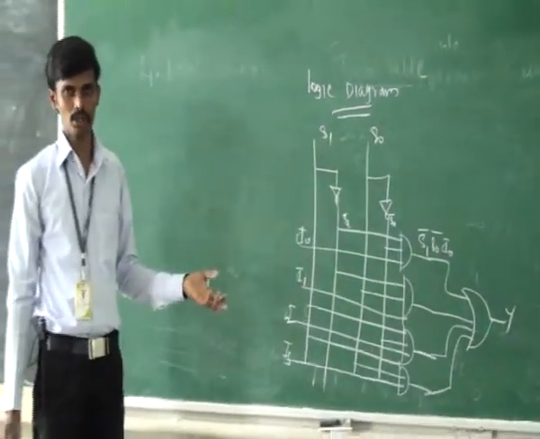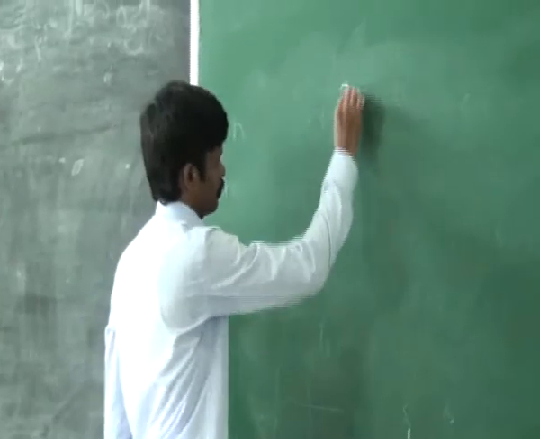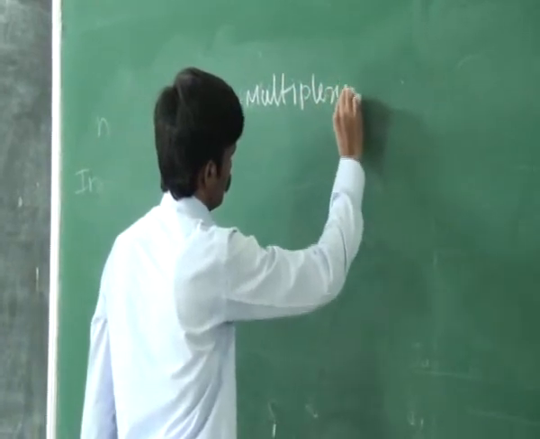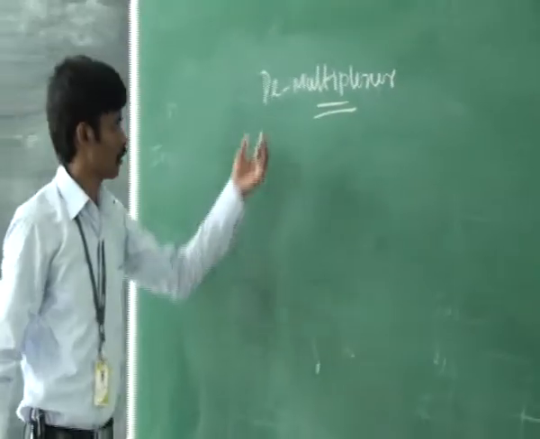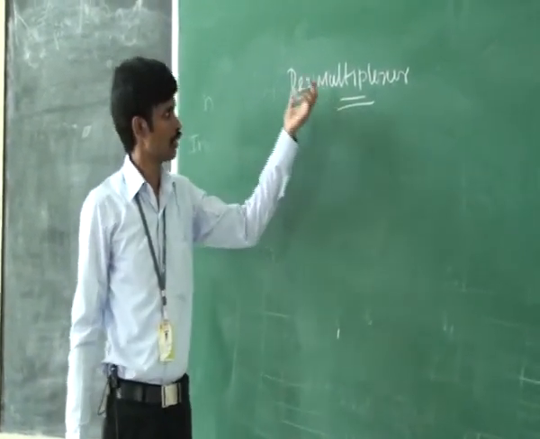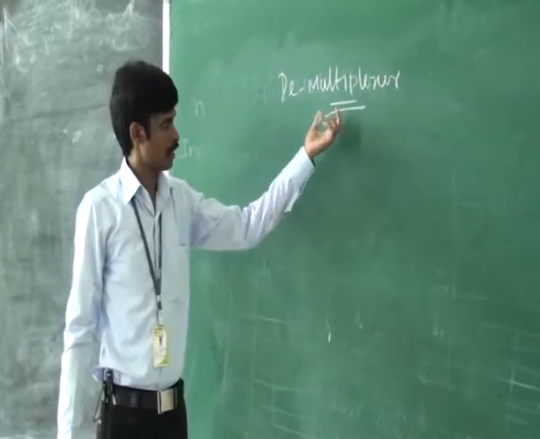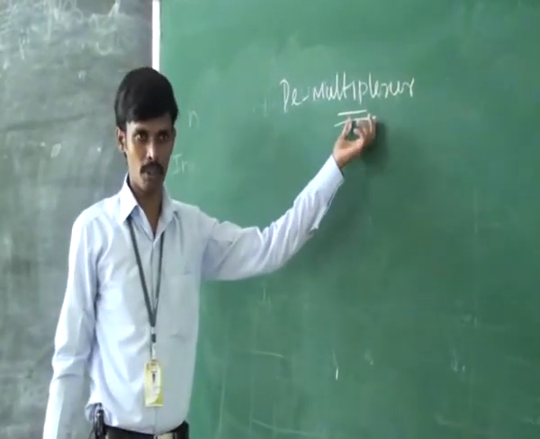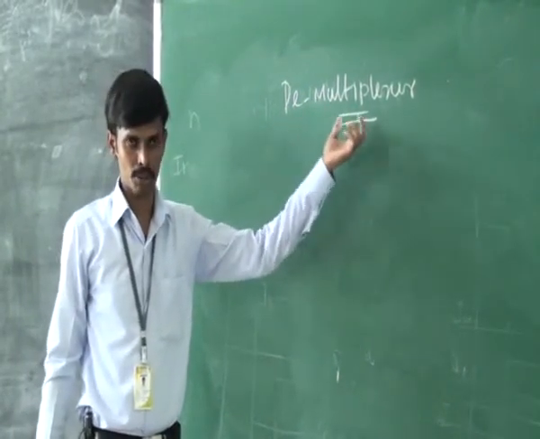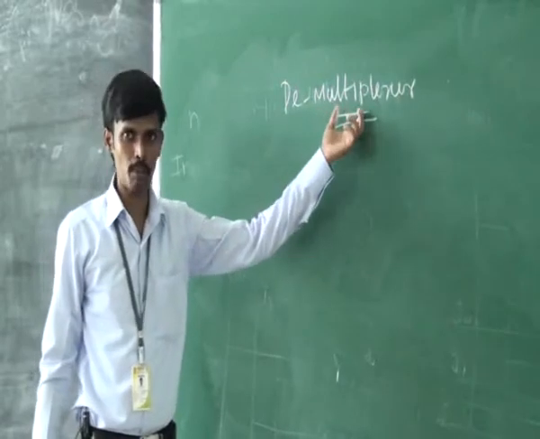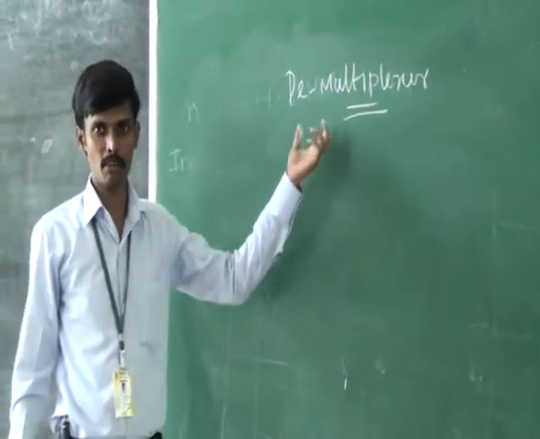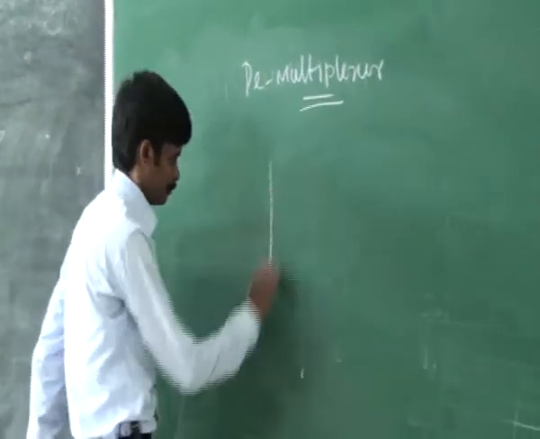Next we are going to see about demultiplexer. What is meant by demultiplexer? Demultiplexer is a combinational circuit that receives the binary information on a single input and directs it to one of many outputs. Here the selection of the particular output line is controlled by a set of selection inputs. Now let us see the basic block diagram for demultiplexer.